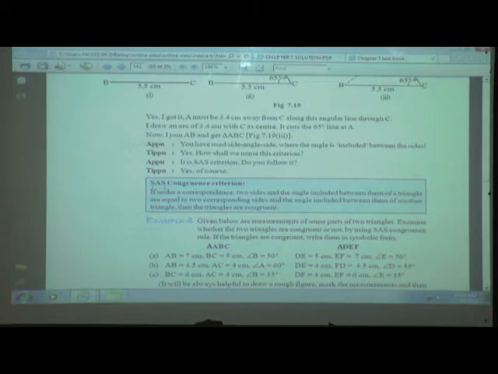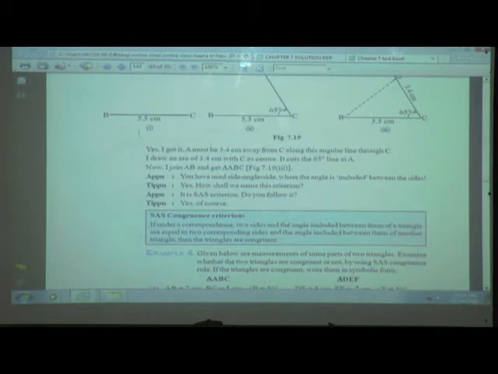What does the SAS congruency criterion mean? In the previous class we had learned the SSS congruency criteria. SSS means side, side and side. All three sides of one triangle are equal to the three corresponding sides of another triangle. Here we have SAS, meaning two sides and one angle. By seeing this figure, you can find that one of the sides is given as 5.5 centimeter.